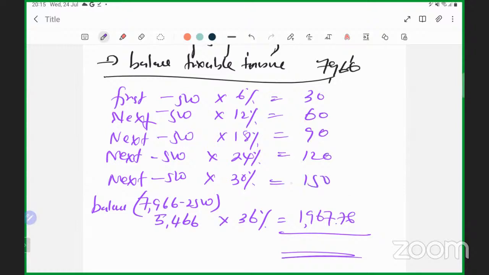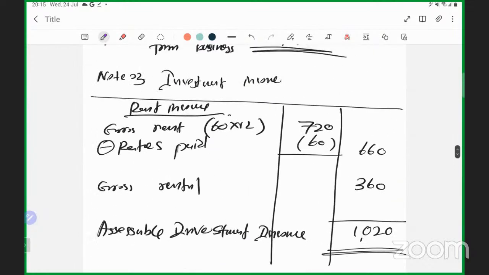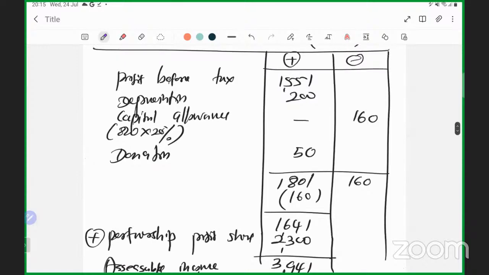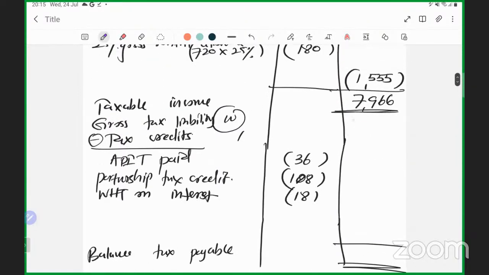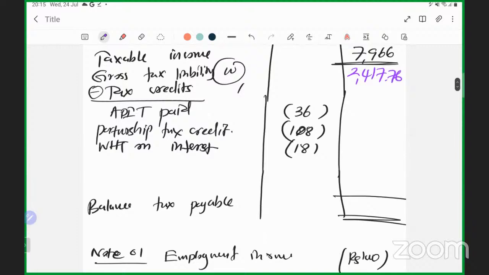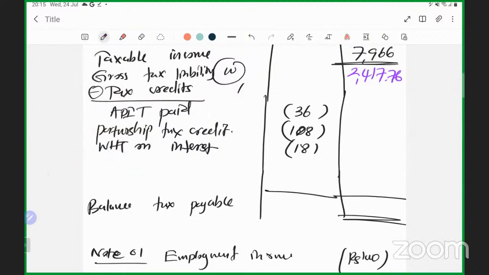Altogether, how much? 2,417.76 is the total. So here, that is the gross tax liability you can put here: 2,417.76. That is the total tax liability you should pay for this year of assessment. But you already paid the APIT.